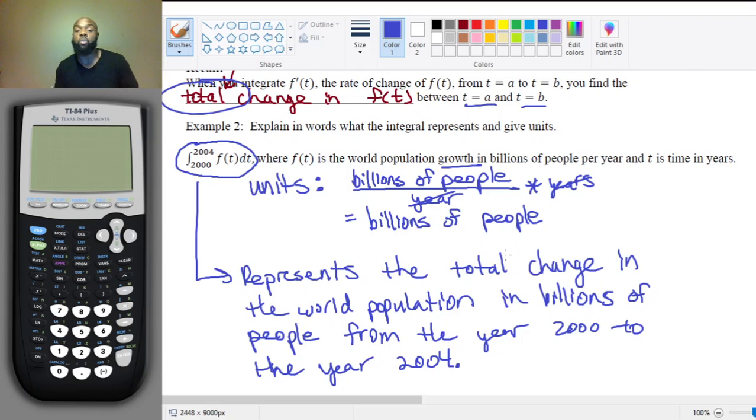Now, we know that this is a population growth, right? And so this represents, if you didn't want to say total change, which is perfectly fine, you could say this represents the growth in the world population in billions of people from the year 2000 to the year 2004, or from 2000 to 2004, right? Either of these work. I don't know why I struck through total change, but you could also use growth instead of total change here. Total change is not incorrect. So I shouldn't have struck that through. And so I'll just say that you could have said growth instead of total change. All right. And we know it's growth for the simple fact that this said that this represented the population growth. All right. And so that's why I say, oh, that might give a better interpretation.